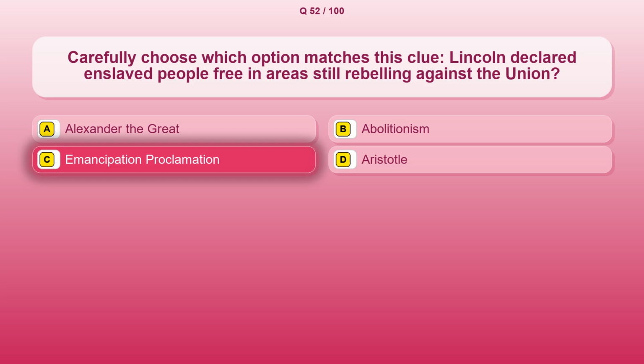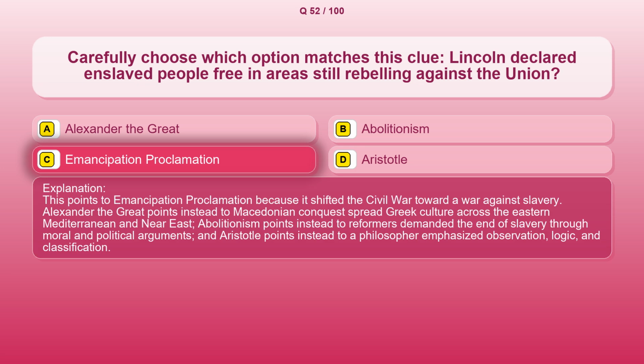The correct answer is option C, Emancipation Proclamation. This points to Emancipation Proclamation because it shifted the Civil War toward a war against slavery. Alexander the Great points instead to Macedonian conquest spread Greek culture across the eastern Mediterranean and Near East. Abolitionism points instead to reformers demanded the end of slavery through moral and political arguments, and Aristotle points instead to a philosopher emphasized observation, logic, and classification.